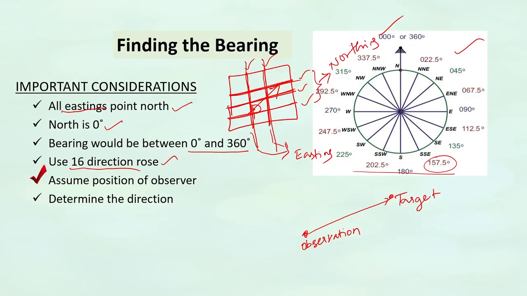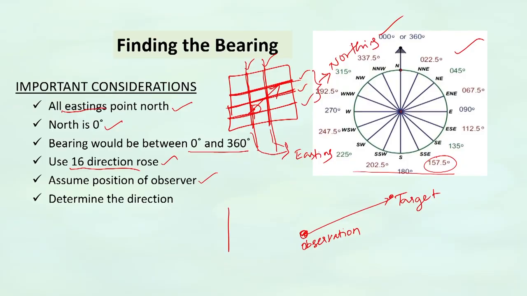Next, assume the position of the observer, important. From the observer's point of view, we should think and we should keep the protractor towards the northern direction. The protractor will resemble like this. One side will have 0 degree, another side will have 180 degree, in the middle it will have 90 degree. Always the protractor should be kept towards the northern direction. The 0 degree of the protractor should be facing northern direction. That is what I want to convey to you.